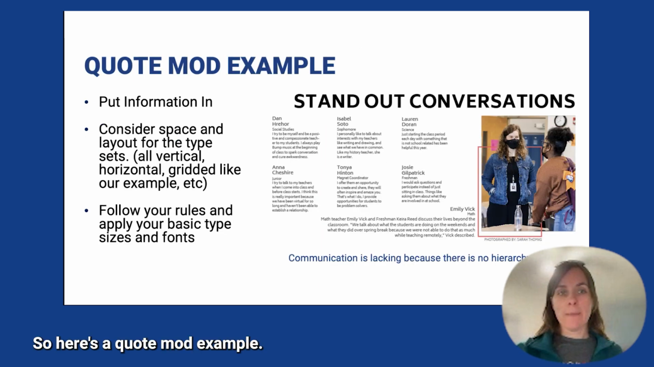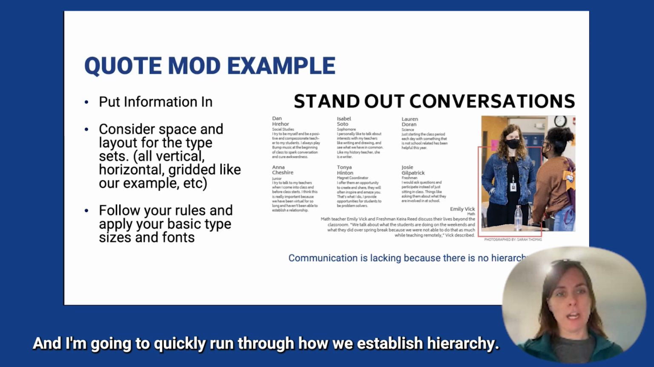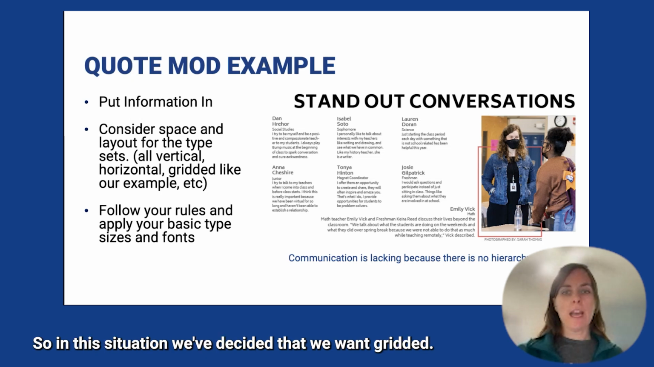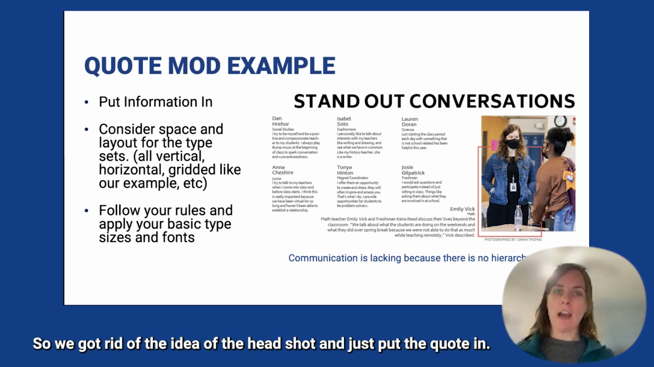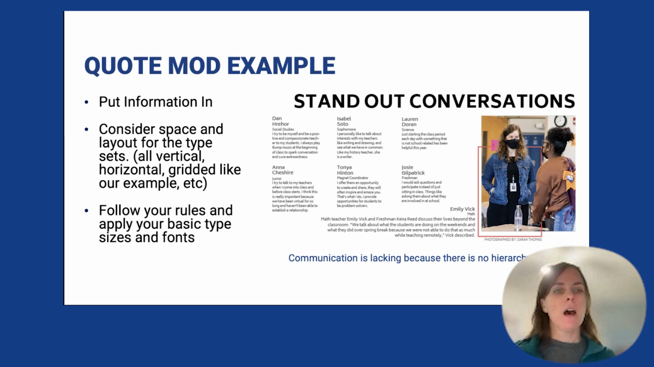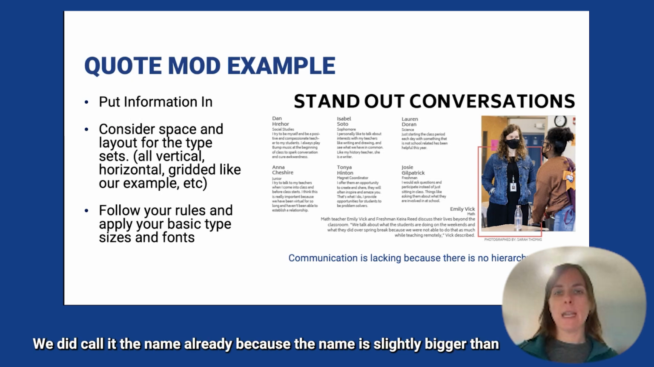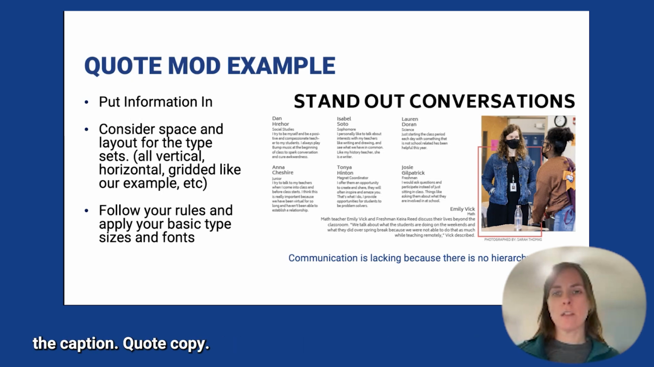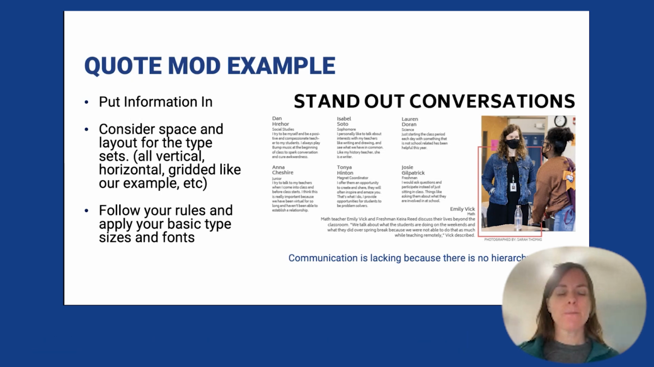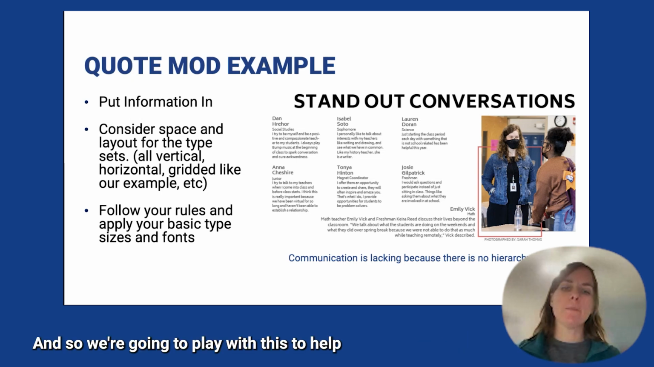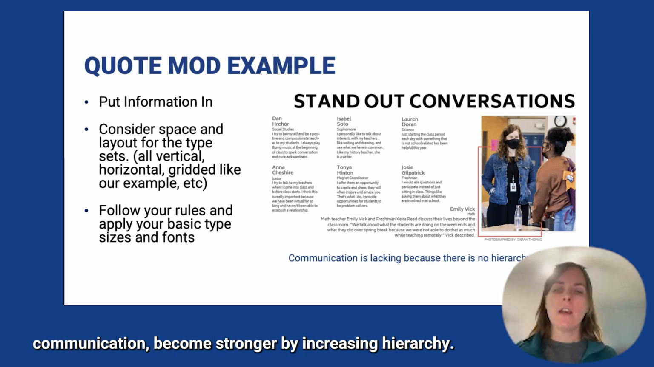So here's a quote mod example, and I'm going to quickly run through how we establish hierarchy. In this situation, we've already decided that we want gridded. We're trying to compact 7 quotes into a smaller space, so we got rid of the idea of the headshot and just put the quote in. We did call out the name already because the name is slightly bigger than the caption quote copy, but otherwise we don't really have any hierarchy established. And so we're going to play with this to help communication become stronger by increasing hierarchy.